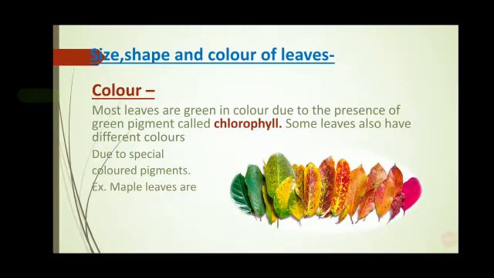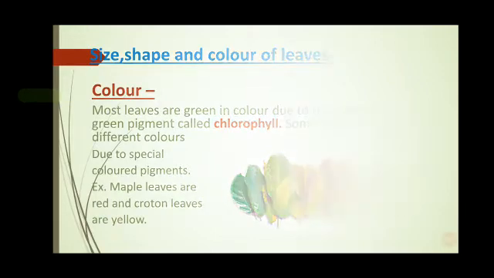Examples of these colorful leaves are maple leaves and croton leaves. Maple leaves are red and croton leaves are yellow. So basically in this section we can understand that the color of the leaves is because of the different kinds of pigments present in it. So let's see next, shape.